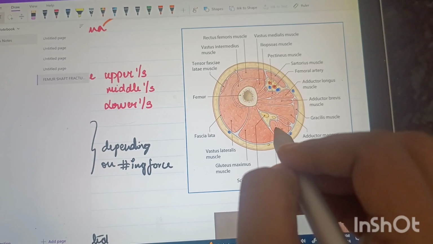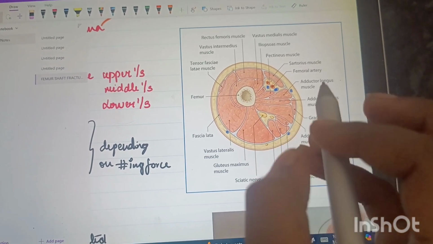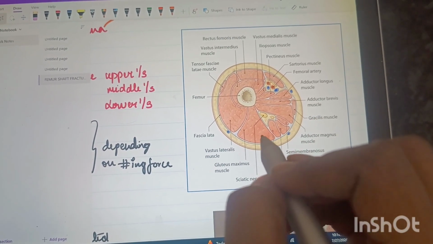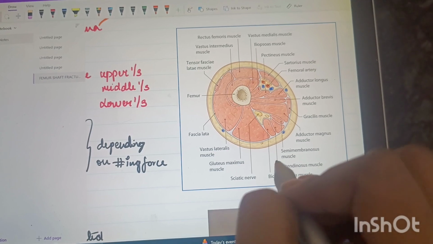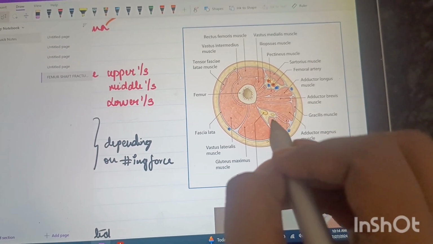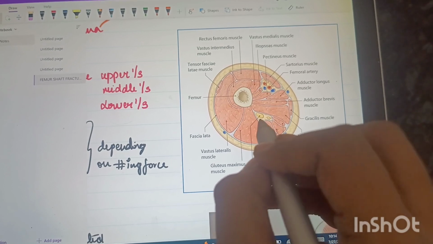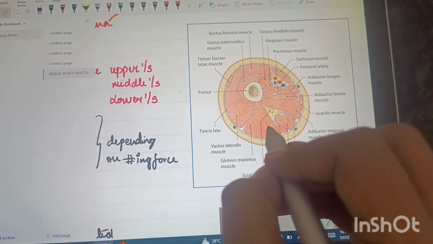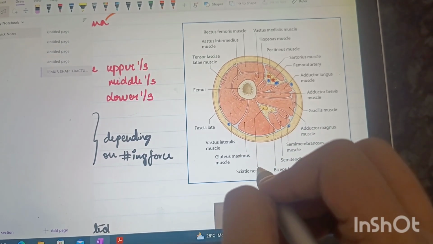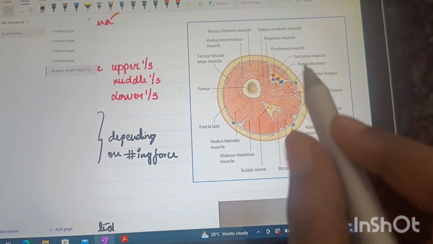In the posterior compartment it contains three muscles: biceps femoris. It also consists of semitendinosus and semimembranosus. So these are the three muscles which are present in the posterior compartment. Along with this, in the posterior compartment you can see the sciatic nerve also comes.